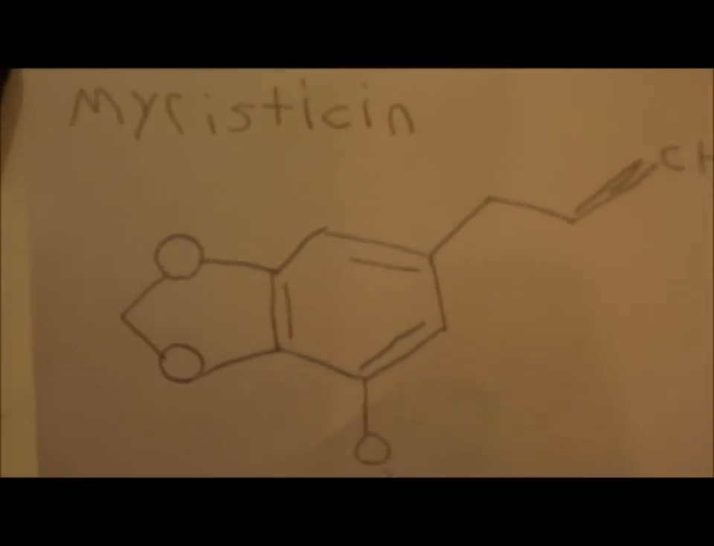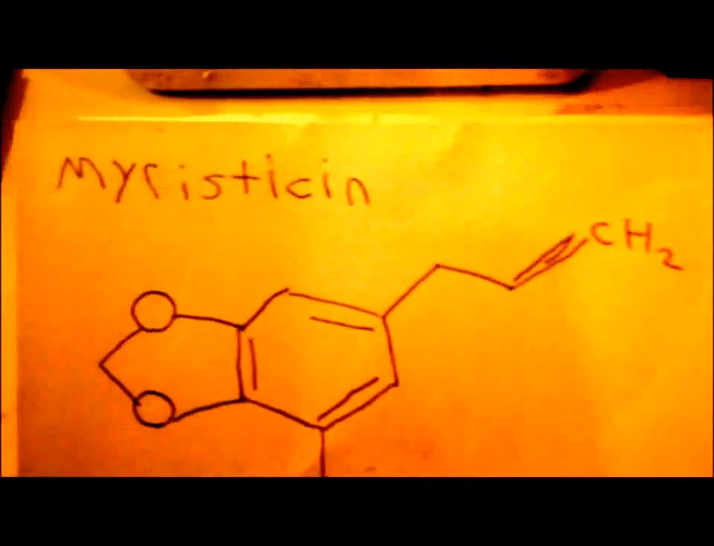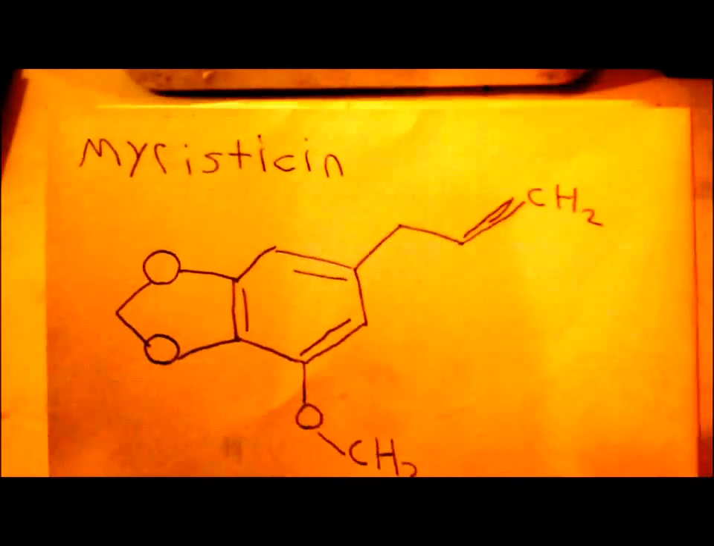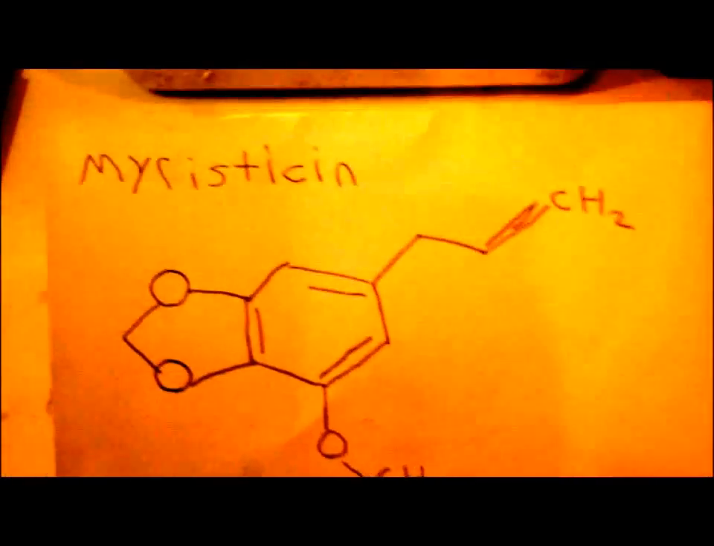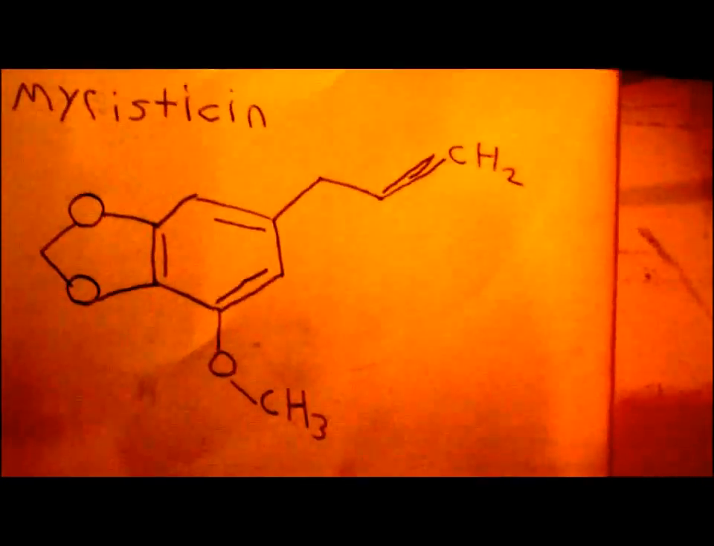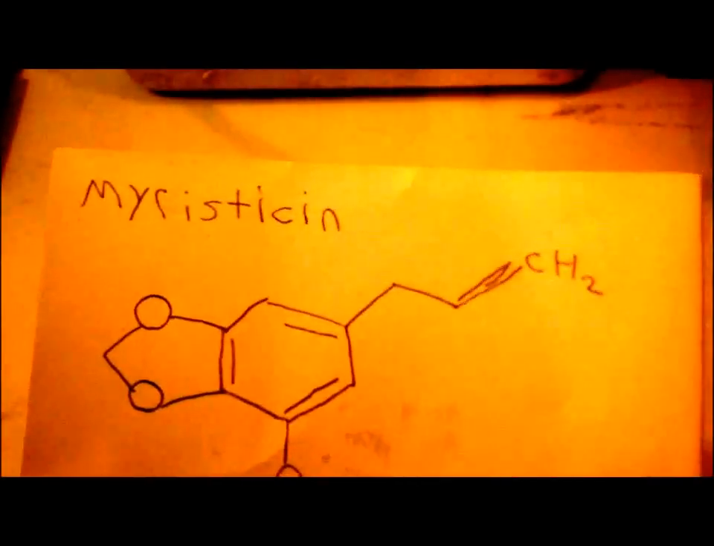Today we're going to be extracting myristicin. That's how I believe it's pronounced. I'm not exactly sure, but we're going to be extracting this out of nutmeg. There's the molecular structure right there with the benzene ring in the center, and it's C11H12O3. So for this, you're going to need, of course, some nutmeg.